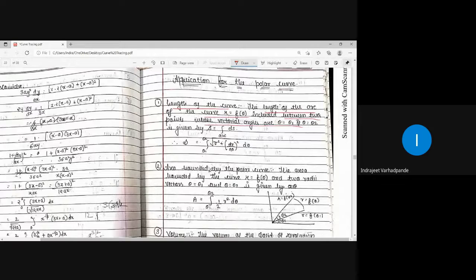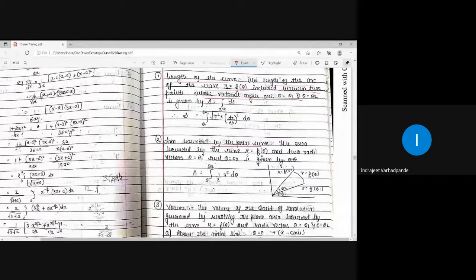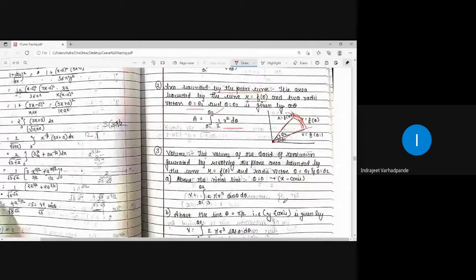The second quantity, the area bounded by the polar curve r is equal to f of theta and two radii vectors theta is equal to theta 1 and theta is equal to theta 2, is given by A is equal to half integral of r square d theta, integrated between theta 1 to theta 2. See, one line is theta is equal to theta 1, another line is theta is equal to theta 2. This is the region formed by two straight lines and the curve r is equal to f of theta. The first curve is usually called r is equal to f1 of theta, and the second curve is r is equal to f2 of theta.